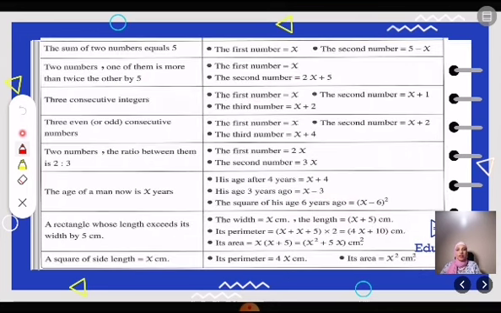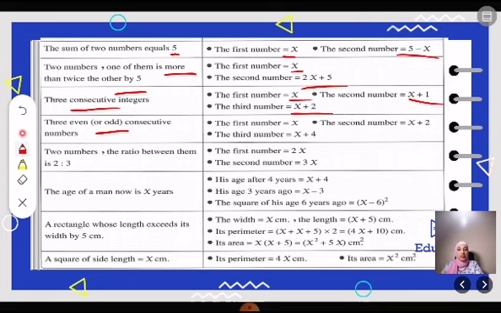Then also you have the sum of two numbers equals 5. Okay, then the first may be x, then the second will be 5 minus x. Subtract x from the 5. Two numbers, one of them is more than twice the other by 5, so x, the other will be 2x plus 5. Here are some expressions, you have to revise them. 3 consecutive integers: x, x plus 1, x plus 2, these are the three numbers.